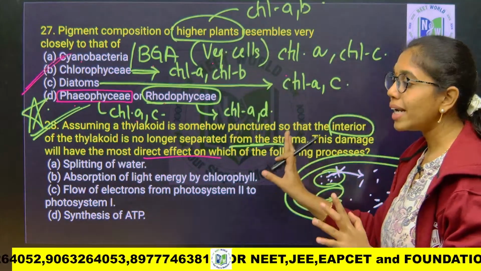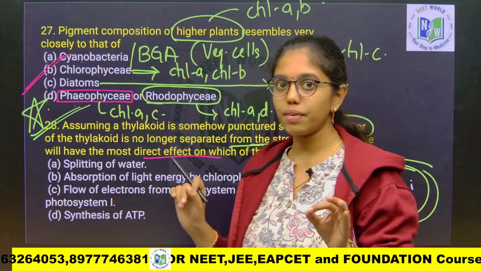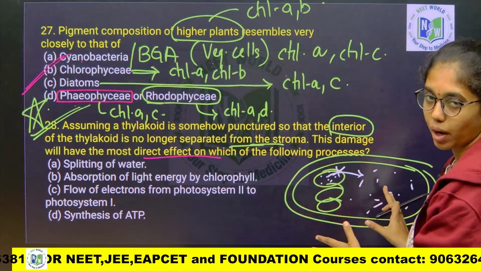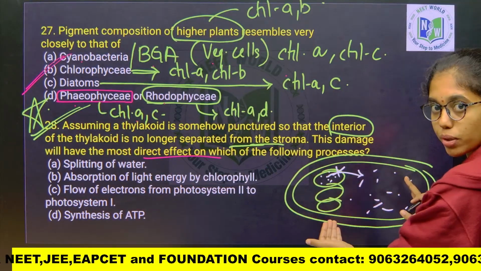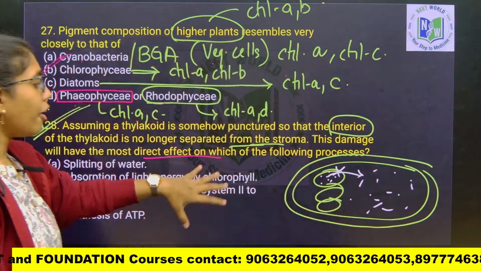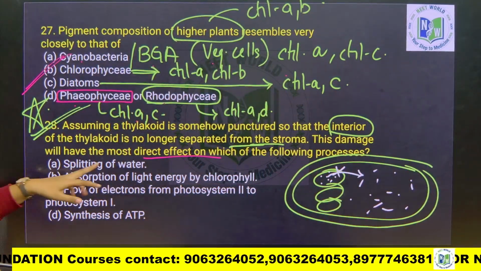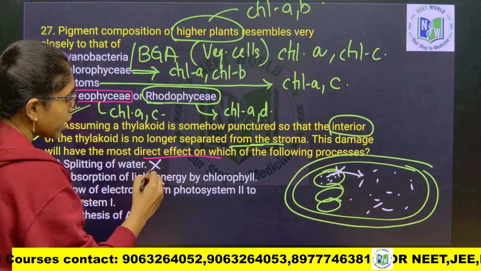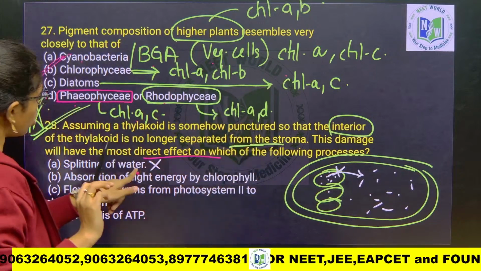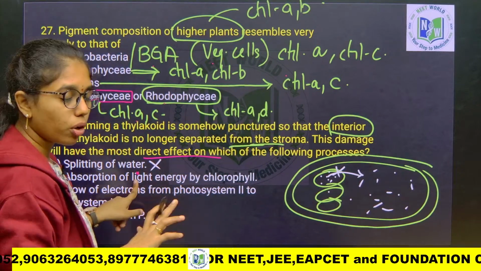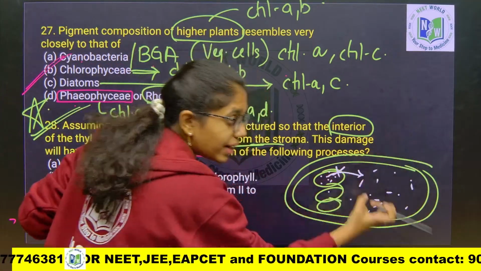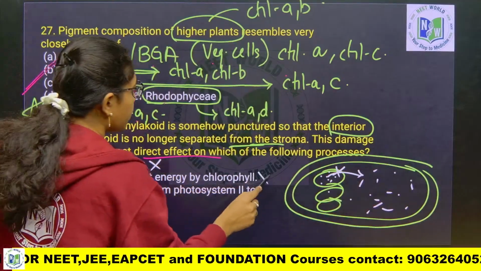Whenever an application based question is given, beta, first convert that question into a possible cartoon diagram, whichever you want. After converting it into the picturized form, then you can easily tackle the question, like how we have done here. So here the direct effect will not be on splitting of water, because water molecules are present in the stroma. Absorption of light energy by chlorophyll also will not be affected, because chlorophyll molecules in the stroma will take the energy.